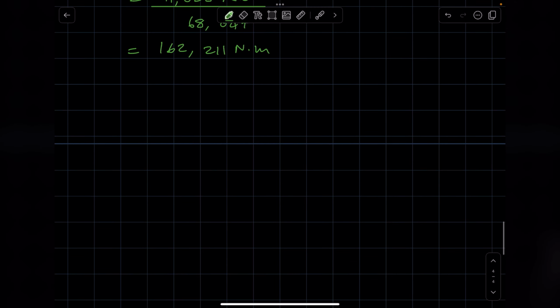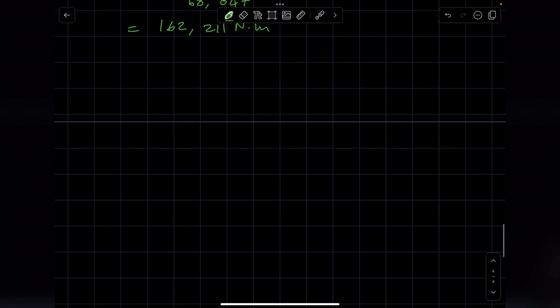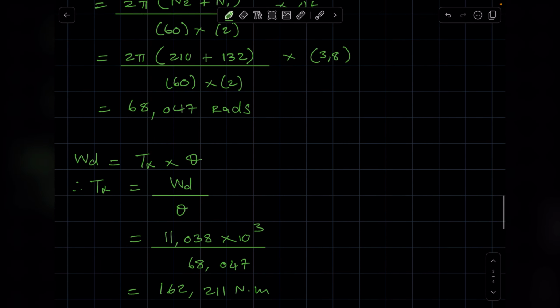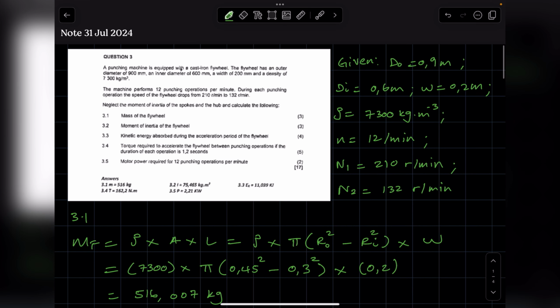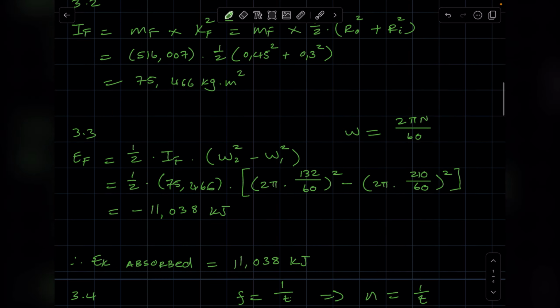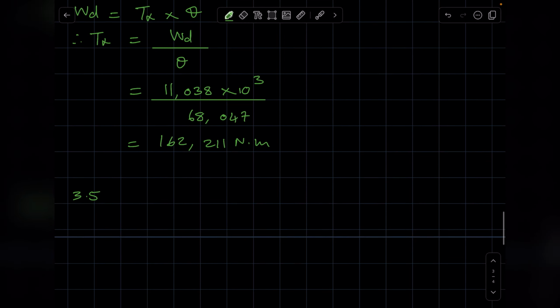So again, flywheels is a matter of looking at what you have and see how you can use angular motion to get it. So now we are going to look at 3.5. 3.5 is calculate the motor power required for 12 punching operations per minute. This one is pretty straightforward.